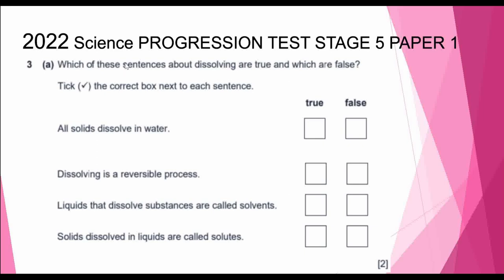Question 3. Which of these sentences about dissolving are true and which are false? Tick the correct box next to each sentence. All solids dissolve in water. Dissolving is a reversible process. Liquids that dissolve substances are called solvents. Solids dissolved in liquids are called solutes.